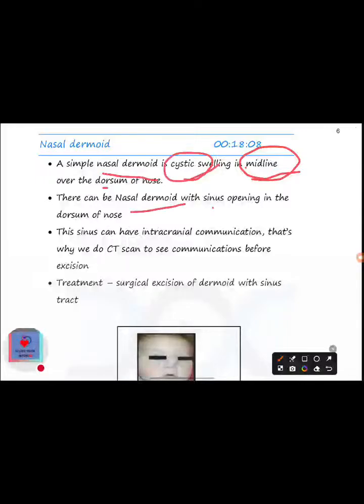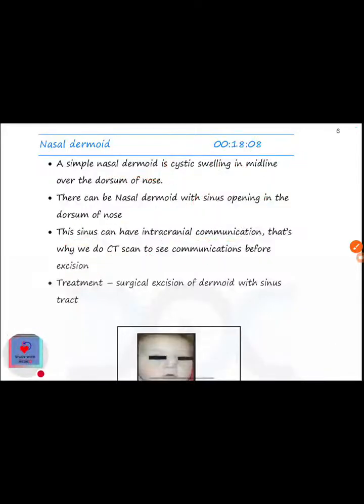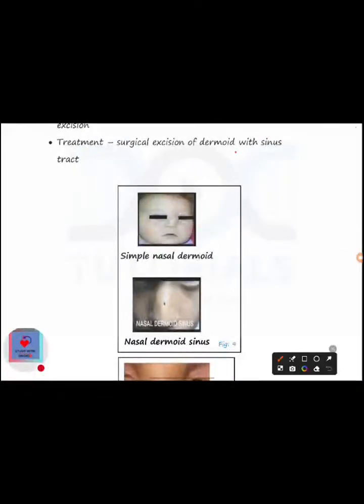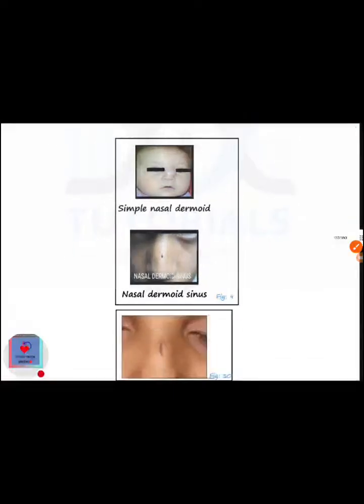There can be nasal dermoid with sinus openings, as you have seen in the picture. This sinus can have intracranial communication. That's why we do CT to see the communication before excision. That will be helpful for the surgery. Surgical excision of dermoid with sinus tract. This is the one with sinus, and this one is simple.